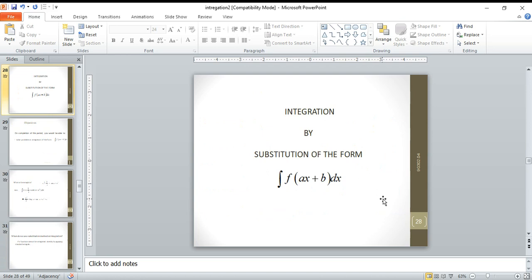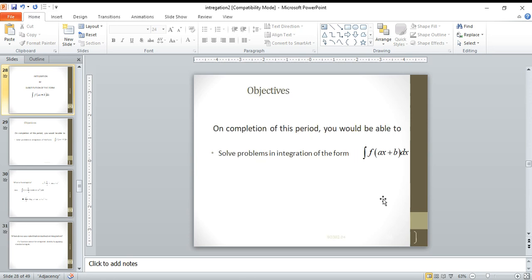Next small topic, integration by the substitution theorem. Integration is not always in the simple form. It is just an application, a different, higher way. On completion of this period, we will be able to solve problems in integration form.